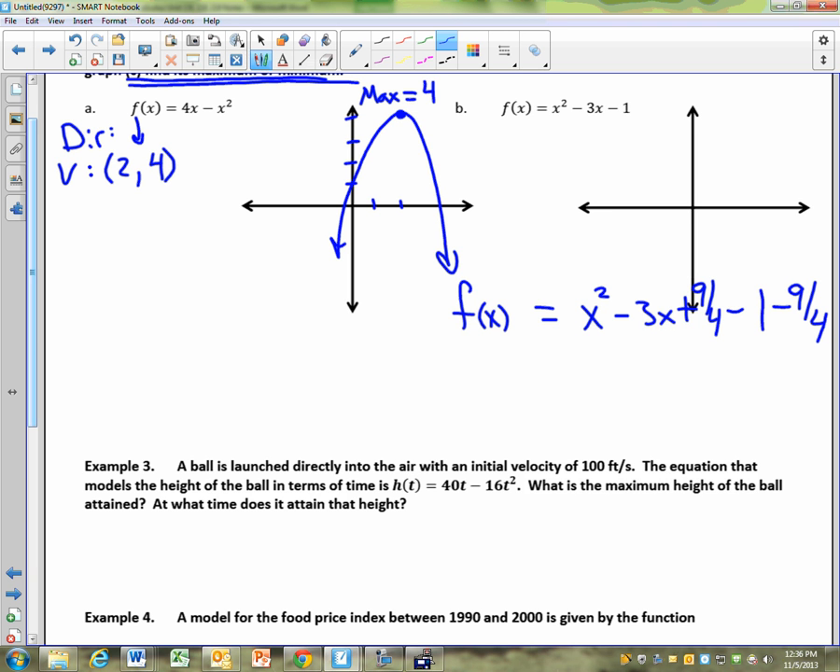Do I have an x squared? Yeah. Do I have a minus 3x? Yeah. Do I have a -1? Yeah. And the positive 9/4 and the negative 9/4? They just cancel. So why even do it? It allows me to write the equation in a new way.